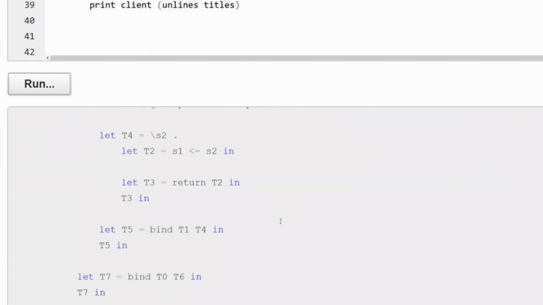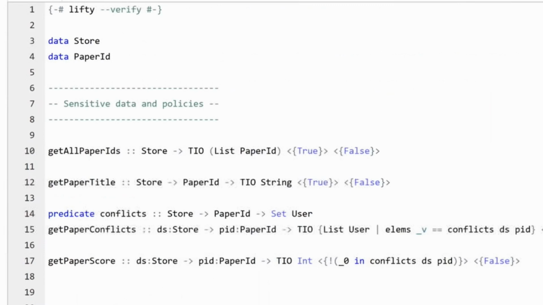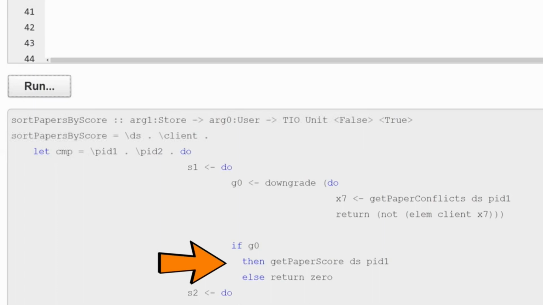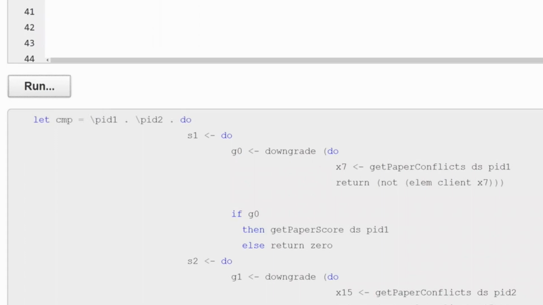Instead of trying to decipher the error message and fix the leak myself, I can ask Lifty to do it for me. In this case, Lifty returns a modified program where either call to getPaperScore is wrapped in a policy check. The check retrieves the conflicts list for this paper and checks whether client is on that list. If client is in fact conflicted, our generated patch returns a default score of 7.